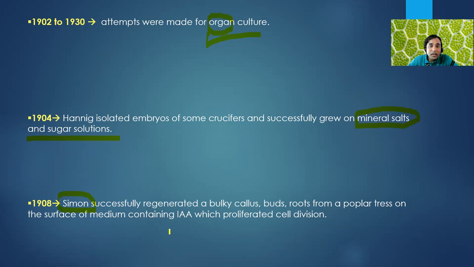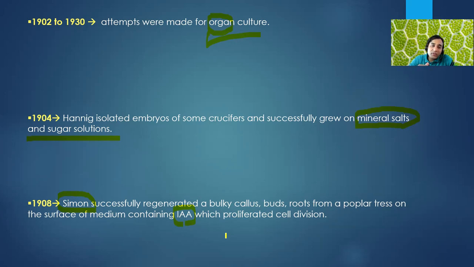the scientist Simon started using IAA, indole acetic acid, for the first time. This is the most widely used phytohormone, phytoregulator, plant growth regulator. That was the biggest achievement.